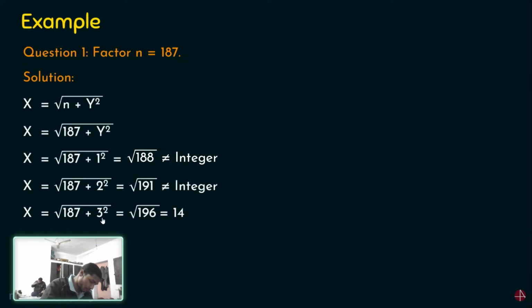Is this the final value? No, this is not the final result. Please note, these values of x and y are intermediate results. Yet we need to apply one more formula. Before that, let's see what values we got. x is equal to 14 and y is equal to 3. This is not the final result. Just recollect one more formula.